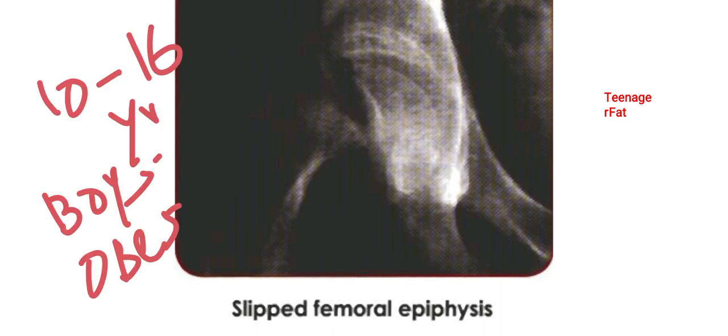For the diagnosis, you have to keep in mind that this is common above the age of 10 years, so between 10 to 16 years of age, and it's very common in boys and obese children. So in this case, what happens? The head of the femur slips off the neck of the femur at the growth plate, which is called slipped femoral epiphysis.